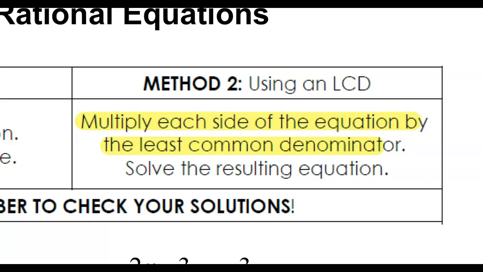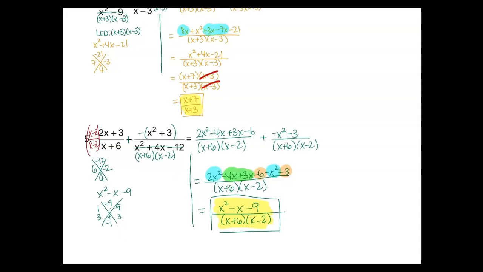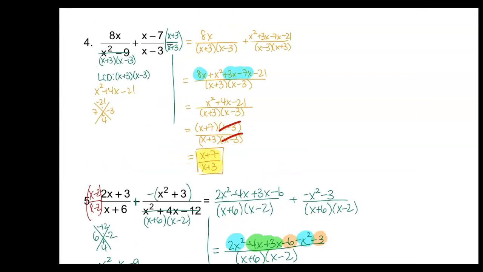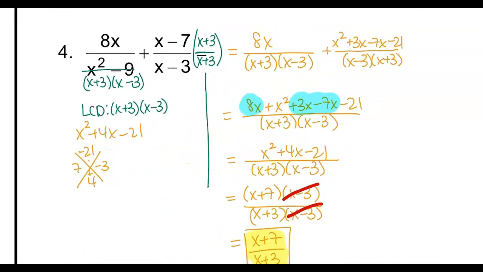This is a little different from what we've done before. With the stuff we did on this page, when we were finding a least common denominator, that was to make both of your fractions have the same denominator. What we're going to do now is multiply both fractions by whatever this least common denominator is.